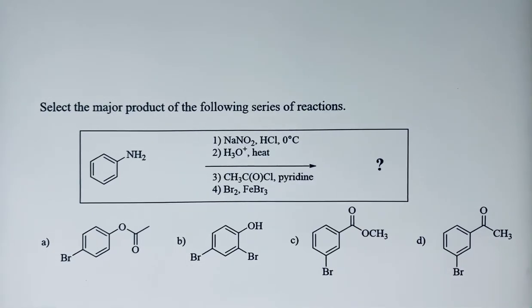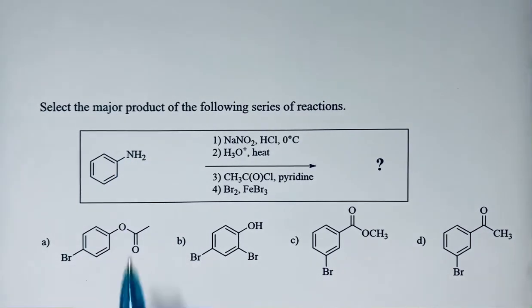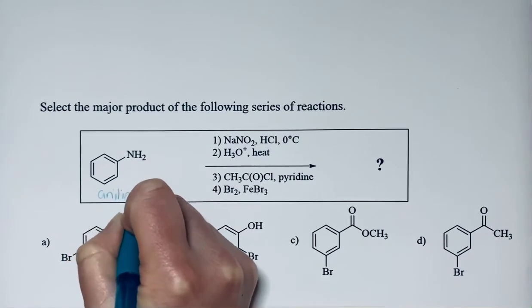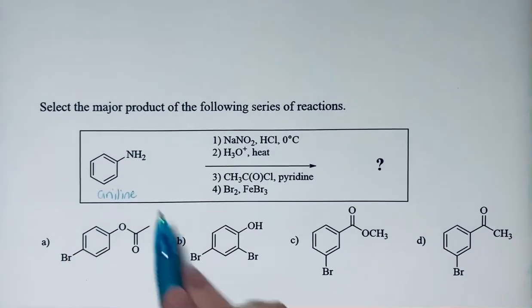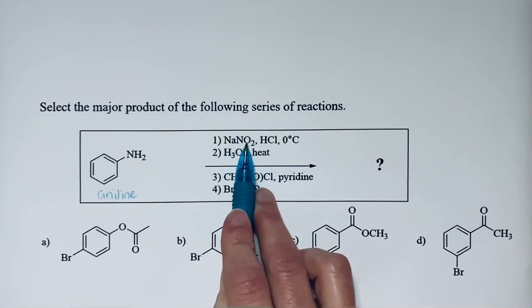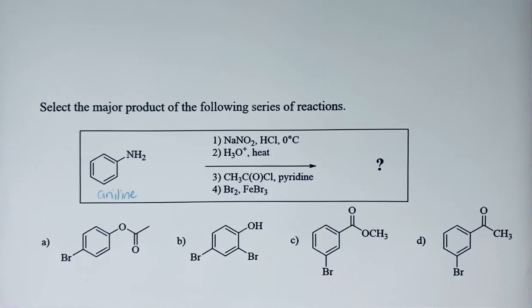Select the major product of the following series of reactions. So we are starting this series of reactions with aniline, an aromatic amine. And the first thing that we're doing with this aniline is we're going to treat this with a solution containing sodium nitrite and hydrochloric acid, and we're going to be careful to keep this solution at around 0 degrees Celsius.